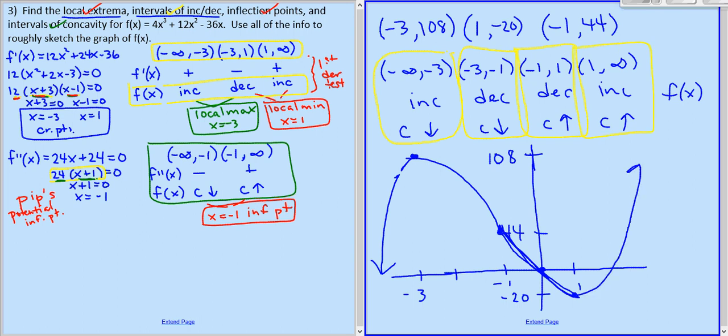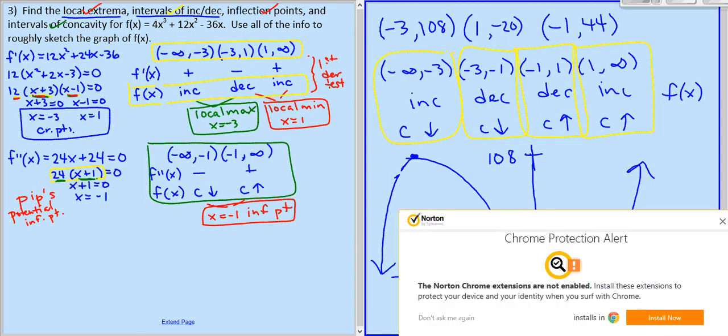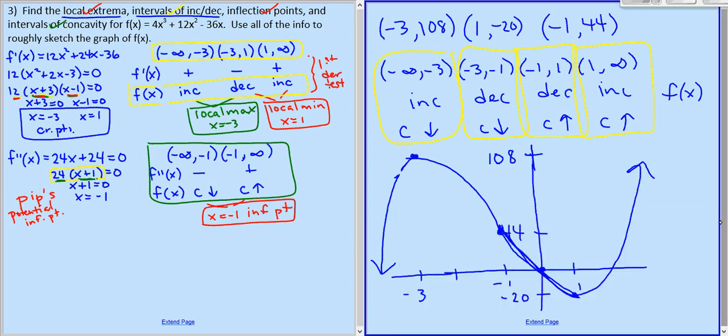Now, did we end up with a local maximum at -3? Indeed, we sure did. And did we end up with a local minimum at x equals 1? Yes, indeed we did. And did we end up with an inflection point at x equals -1? Looks like a concavity change to me. So that worked great.